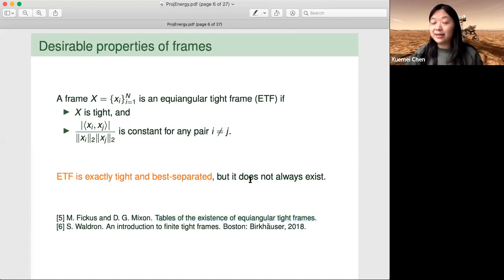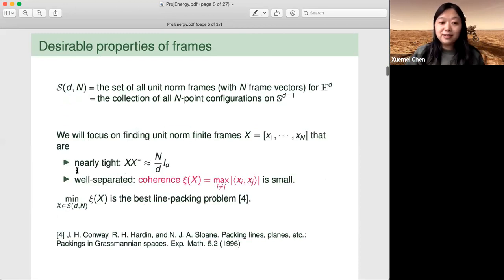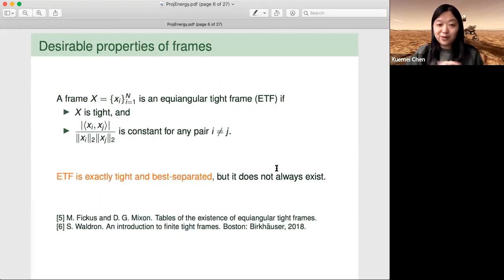For the complex case, I believe that Casso gave a talk maybe several weeks ago here on ETFs in complex space, but specifically when the number of vectors is maximized, when you have N equals d squared. So that's also of interest to the quantum information community. Anyway, this is just the first thing that often comes to mind when we talk about these two nice properties. And so that's that.